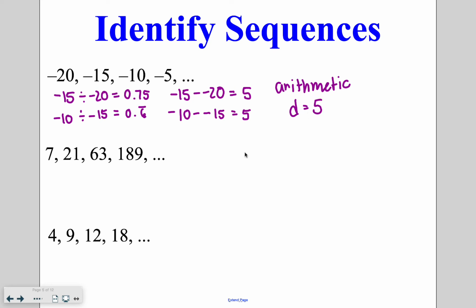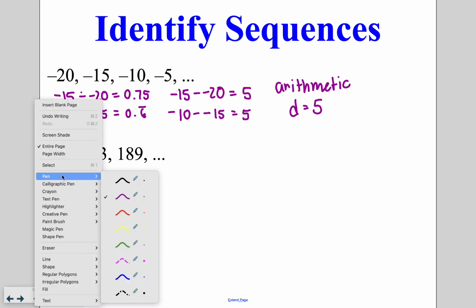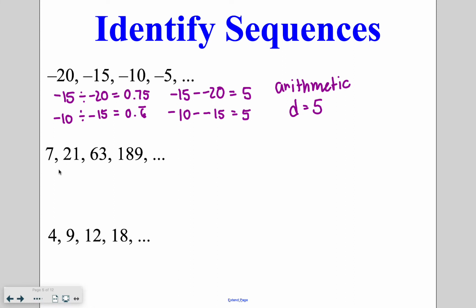adding 5. When I come down to this next one, once again, I want to check to see if it is geometric first. So I'm going to do 21 divided by 7 and 63 divided by 21. When I do that, for both of those, I get an answer of 3. And then I could check 189 divided by 63 also gives me 3. So this is a geometric sequence with a common ratio of 3.